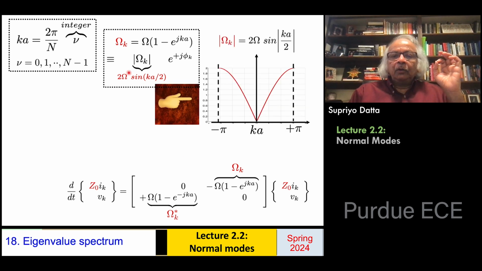Now, if you plot this out, you have all these different values of k, each one corresponding to an independent oscillator, and corresponding to it we have the oscillation frequency, omega k.